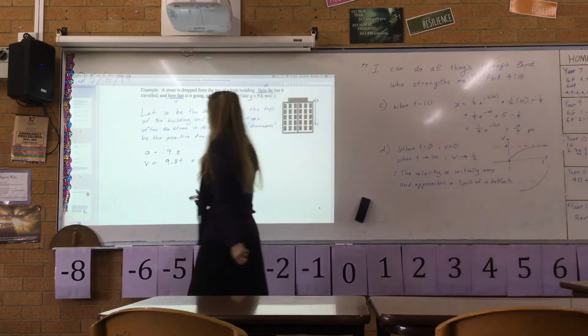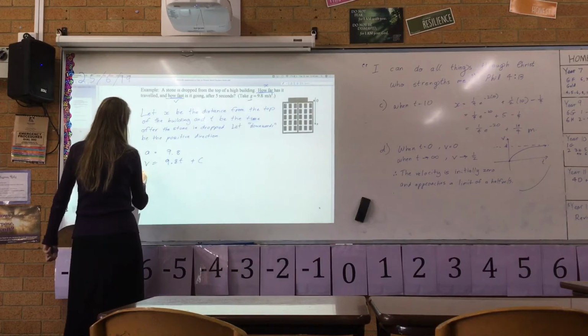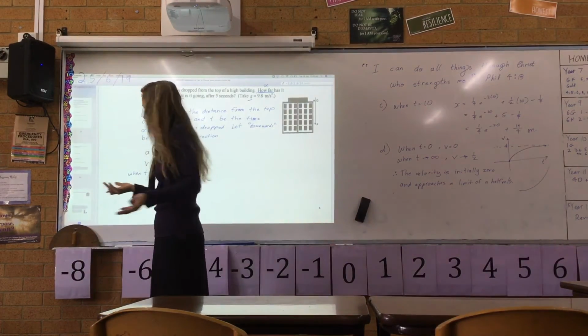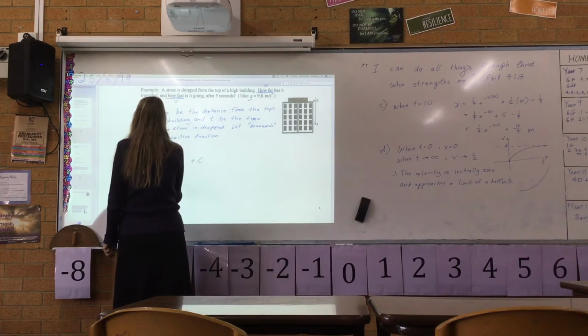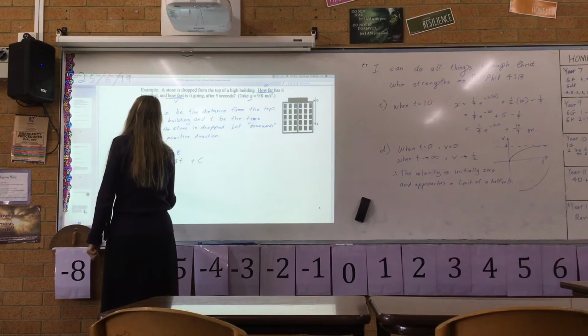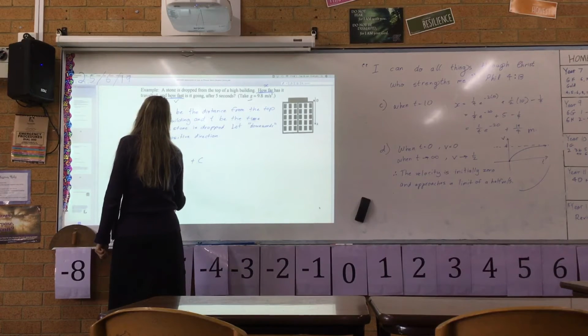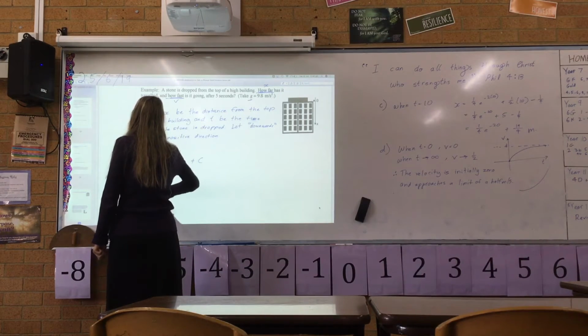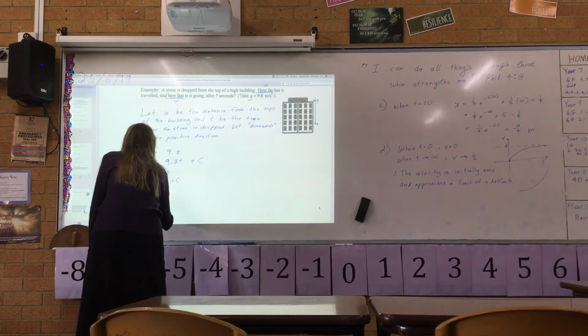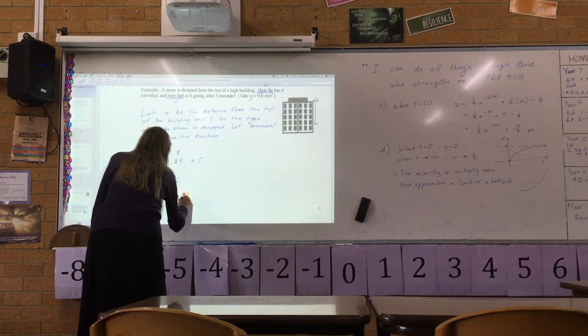What is the velocity at 0? When t equals 0, it hasn't moved anywhere, it's sitting in the person's hand, so v equals 0. So in other words, 0 equals 0 plus c, so c equals 0. So velocity is 9.8t.